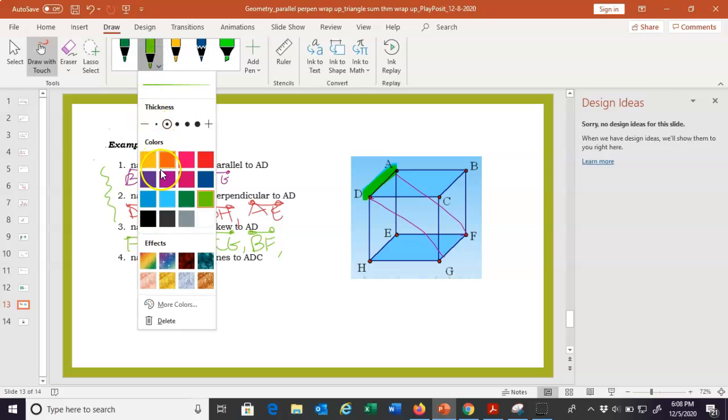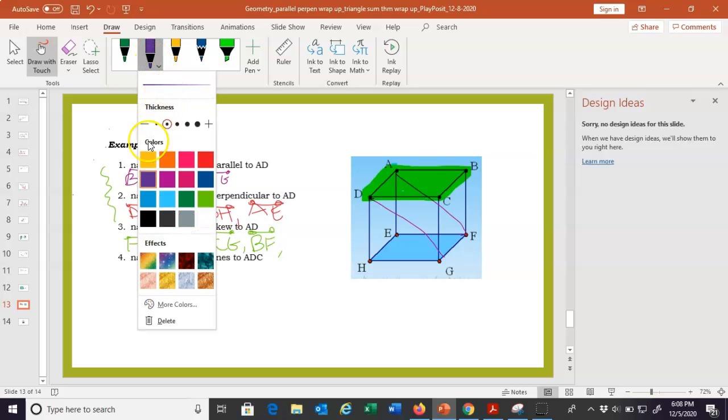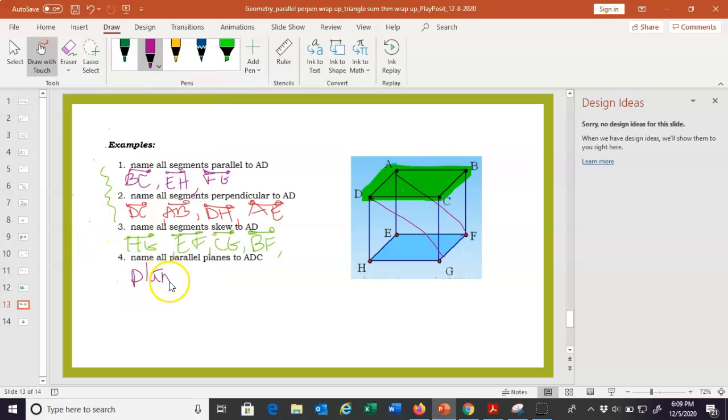Let's go to number 4. Name all the parallel planes. So this time we're going to look at a side of the box. A, D, C. The one they want us to look at happens to be the top. So we want to find all the planes parallel to the top. Really, there's only one, right? It's the bottom. So the plane parallel to the top is the bottom. So that'd be plane E, F, G, H.